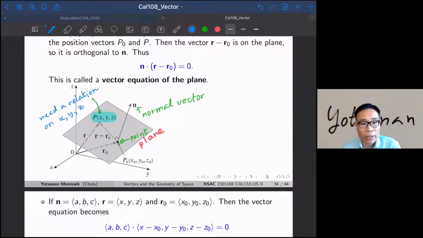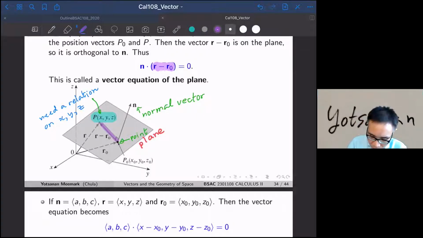So we will need a relation on x, y, and z that is going to be the equation of the plane. So you see that if you construct the vector r minus r0, that I'm going to highlight in purple, this vector turns out to be orthogonal to the normal vector. So r minus r0 dotted with the vector n equals 0.